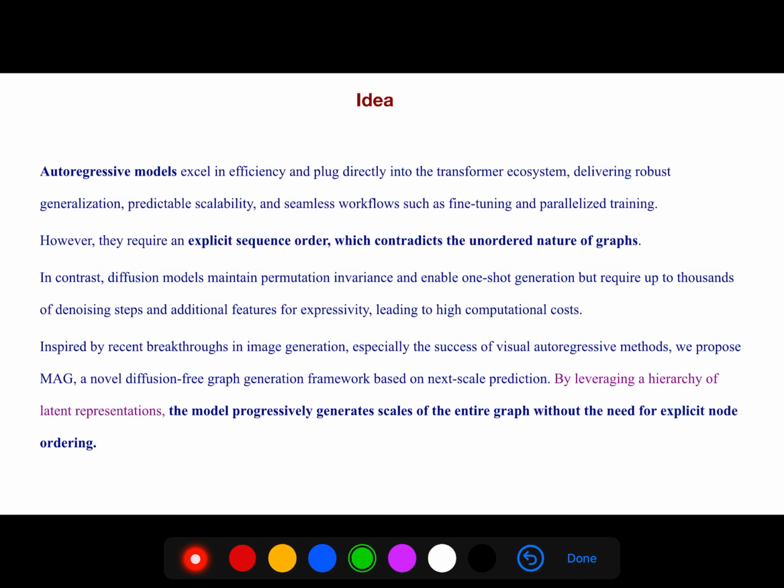Inspired by recent breakthroughs in image generation, especially the success of visual autoregressive methods, we propose MAG, a novel diffusion-free graph generation framework based on next-scale prediction. By leveraging a hierarchy of latent representations, the model progressively generates scales of the entire graph without the need for explicit node ordering.